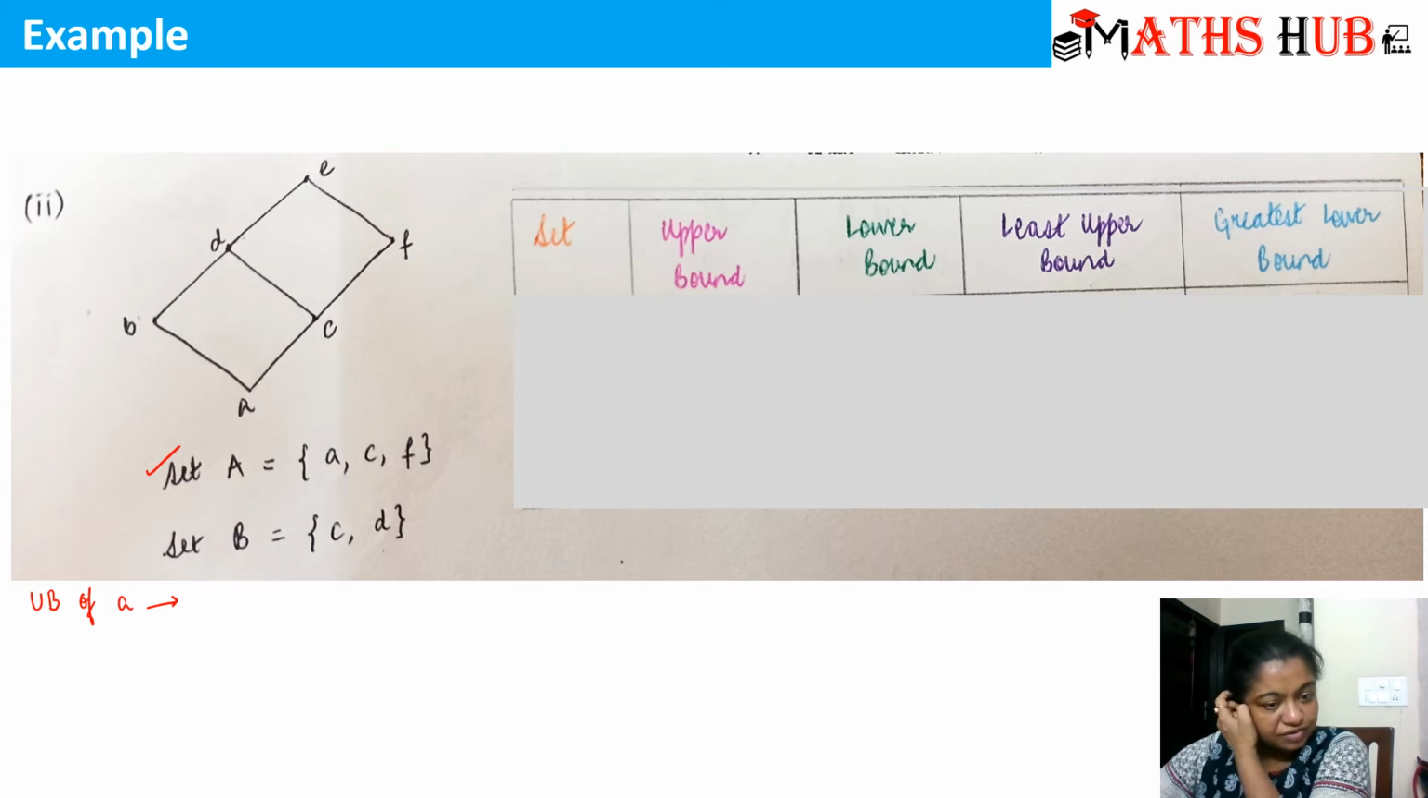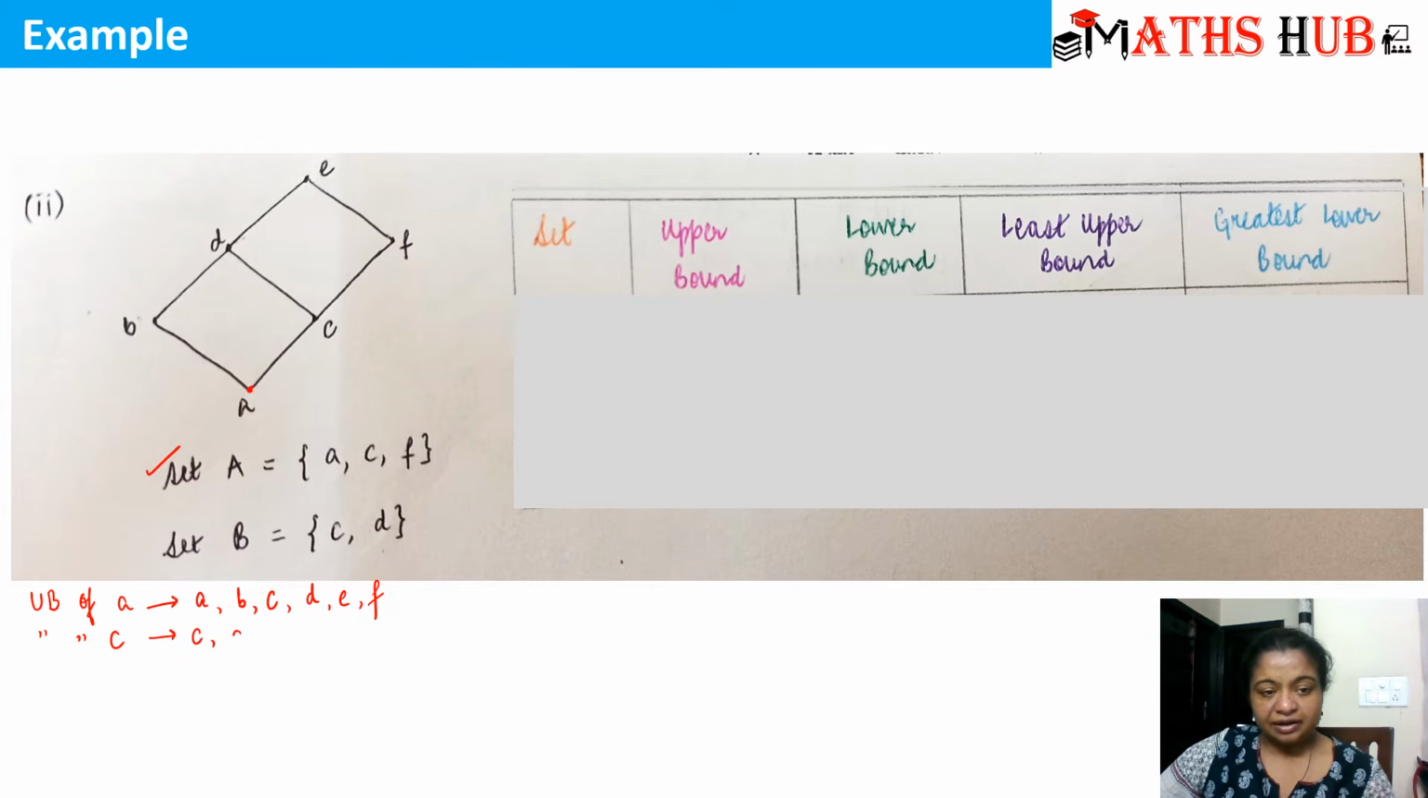So let's choose first the element A. The upper bounds of A are A, B, C, D, E, as well as F. Who are the upper bounds of the element C? The upper bounds of C are C, D, E, and F. And who are the upper bounds of the element F? It is F and E, right?